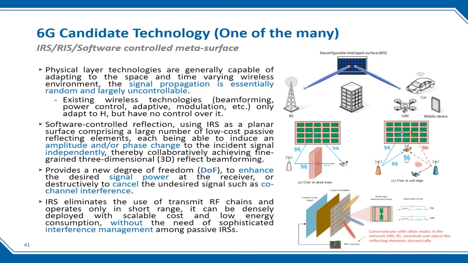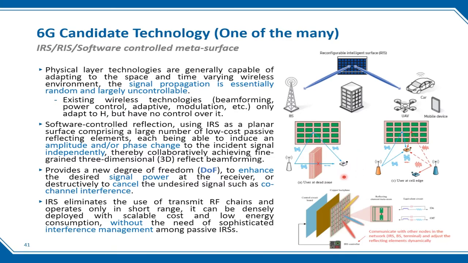It comprises a large number of low cost passive reflective elements, as visible in this particular image here, right? So these are the reflective elements which are used in the environment. And if you're able to use it, then we can induce some form of amplitude and phase change to the incident signal independently. And therefore, they can collaboratively achieve a fine-grained three-dimensional reflect beamforming towards the receiver, right? So using this, we can in a way change the channel itself. That's a new technology that's going to come in the next decade. And it provides a new degree of freedom, as we discussed, and it enhances the desired signal power at the receiver. Or sometimes it can also be used to destructively cancel the undesired signals, such as co-channel interference. So this is the entire technique behind IRS.